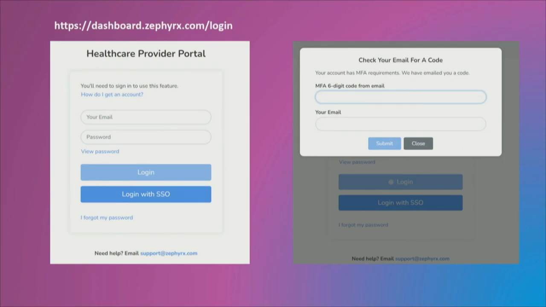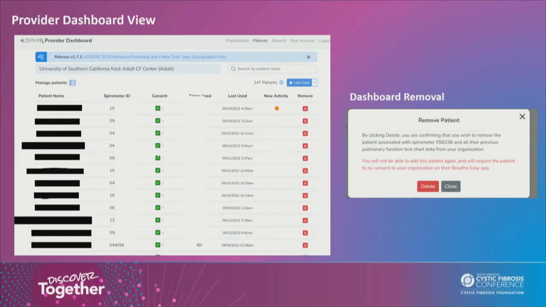So this is how you get into the dashboard. I just wanted you guys to take a look. It is secured. It does require a code that you would have to put in, so it is quite secure for anyone that was leery of what it might look like. This is what our dashboard looks like when we go in.